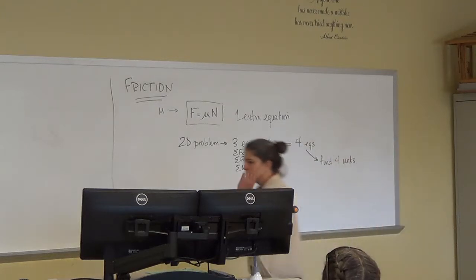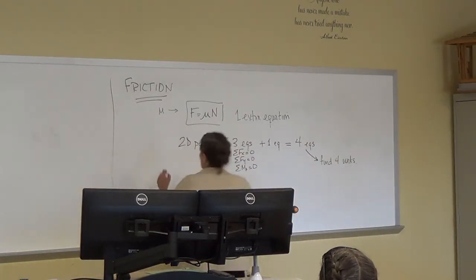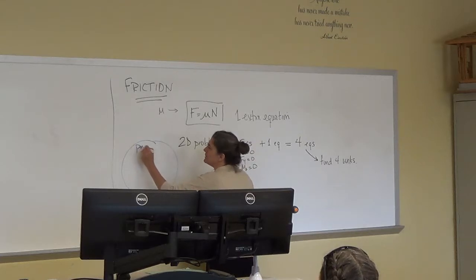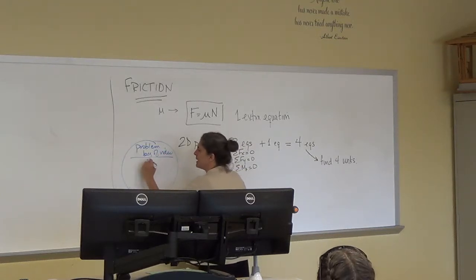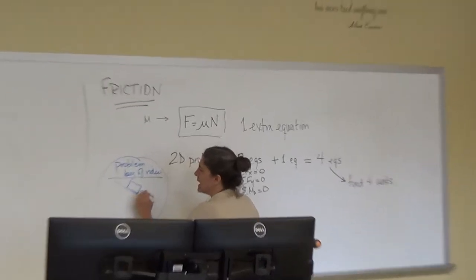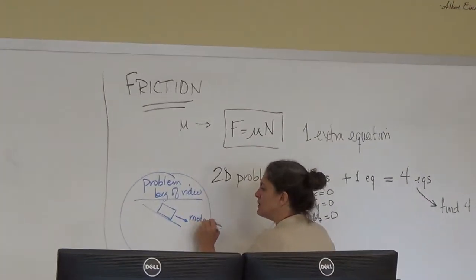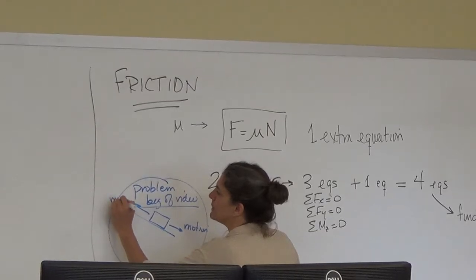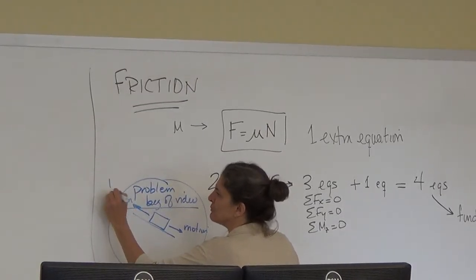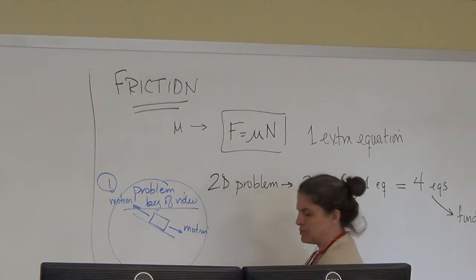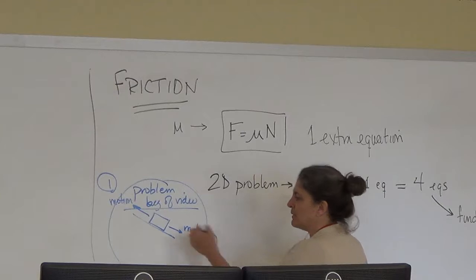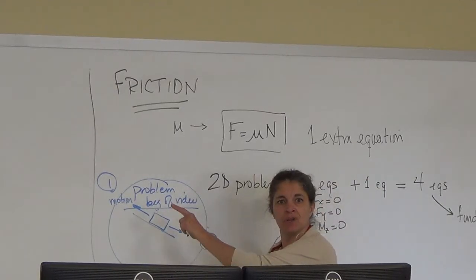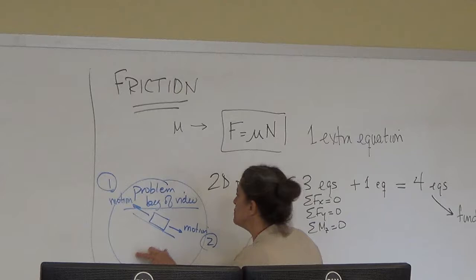So the problem at the beginning of the video had a block on an inclined plane, and the motion could have been down, or the motion could have been up. So you had to analyze it 2 ways. The first way, with motion going up, which way would you put your frictional force? Down. And then you analyze it the second way, with motion going down, and the frictional force goes up. Okay, so that's one.